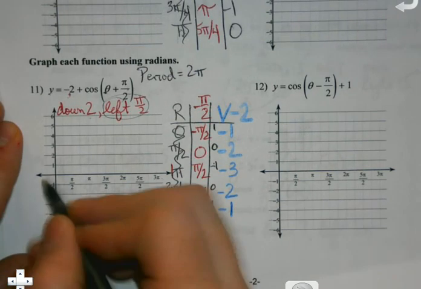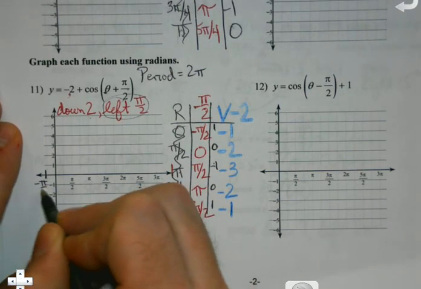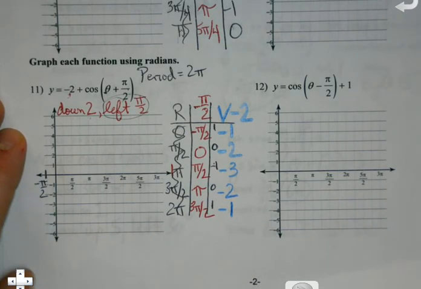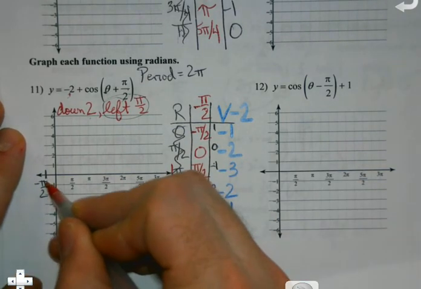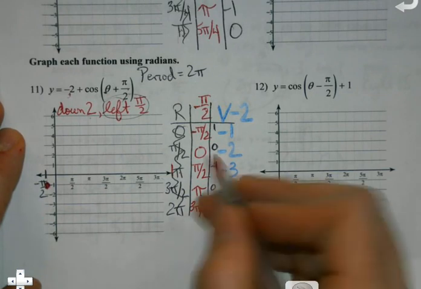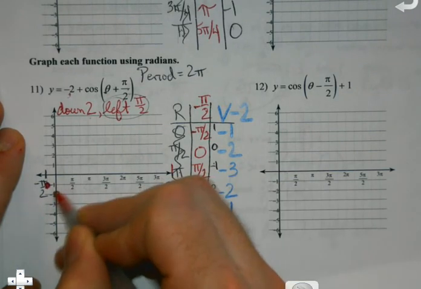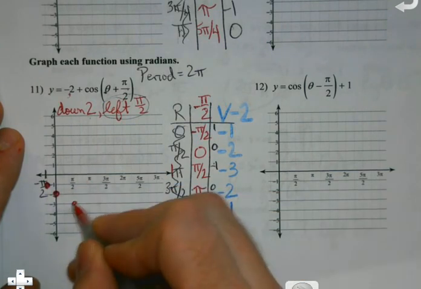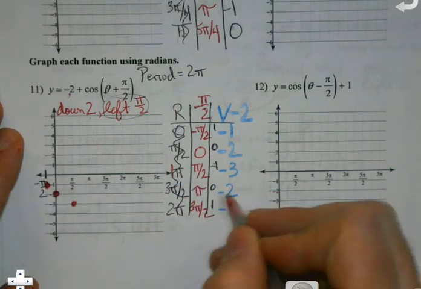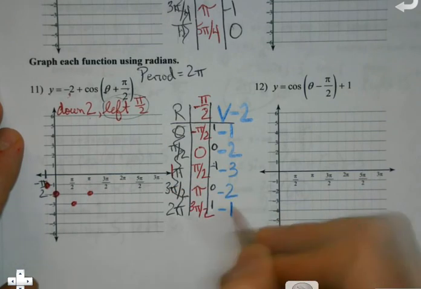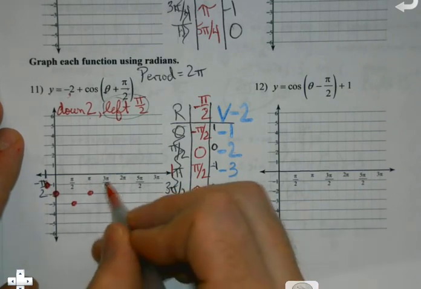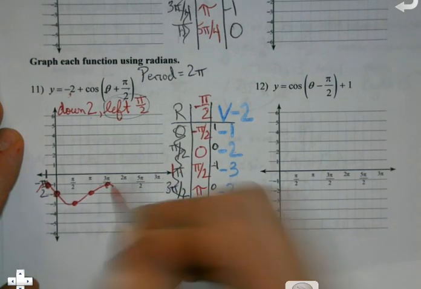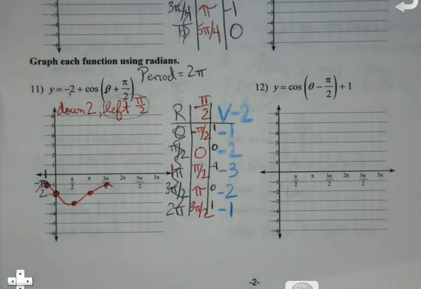So negative pi over 2, that's actually what this guy would be. So when I go to plot, negative 1 at negative pi over 2. At 0, I'm at negative 2. At pi over 2, I'm at negative 3. At pi, I am back to negative 2. And at 3 pi over 2, I am back to negative 1. So that's what the tackle is up to here.